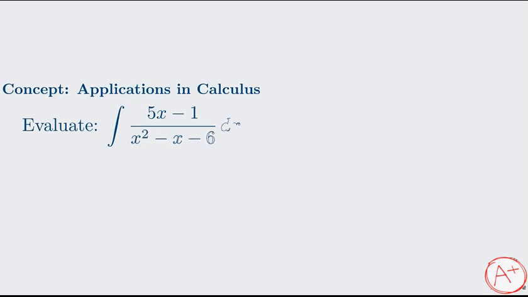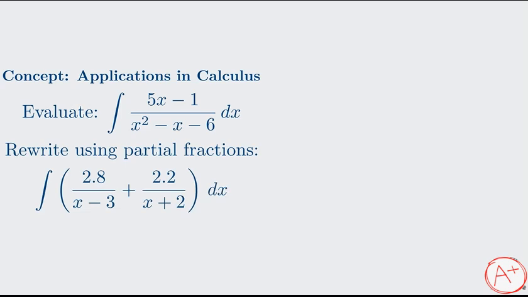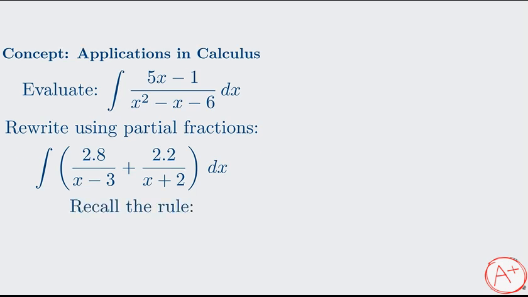The most common reason the IB will ask you to perform partial fraction decomposition is to solve an integration problem. Let's look at how we would evaluate the integral of 5x minus 1 over x squared minus x minus 6 with respect to x. Integrating the left side directly is impossible with standard rules. However, using our previous result, we can rewrite the integral as two separate simpler terms. This allows us to use the natural logarithm rule for integration.